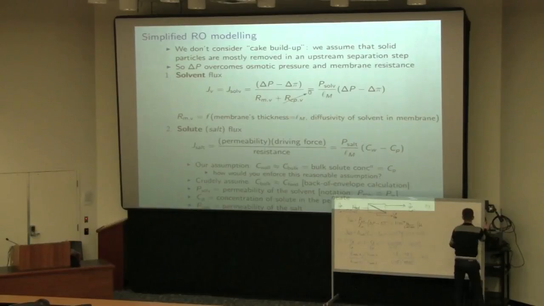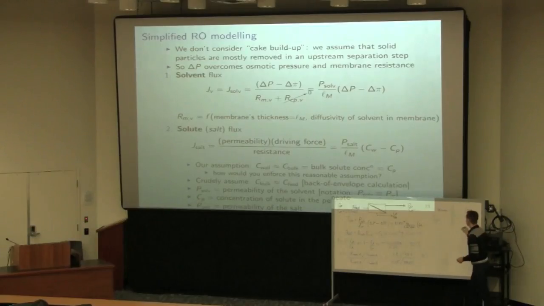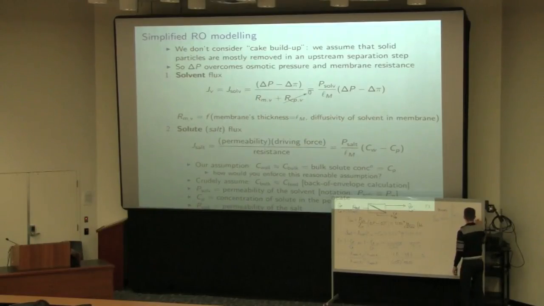If we do a mass balance over the membrane, so here's my membrane over here, and this is my feed side, and this is my permeate side. J solvent, the flux of solvent through the membrane that's coming from the feed side to the permeate side, is given to me. J salt is the mass flow of salt in the feed that's going to pass through the membrane and leave in the permeate side. So J salt is going to have units of kilograms of salt per meter squared per second. That's my mass of salt per unit area, per unit time, passing through the membrane and leaving in the permeate.